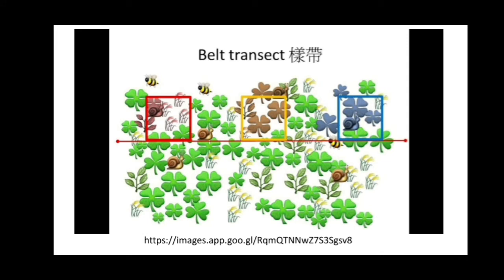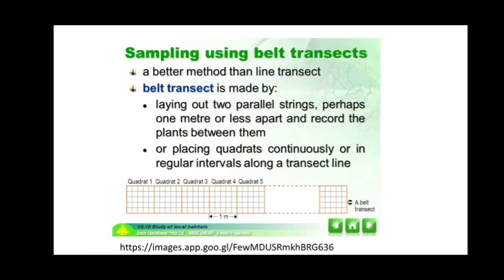As we know, sampling using the belt transect, a better method than the line transect, is made by laying out two parallel strings, perhaps 1 meter or less apart, and recording the plants between them, or placing quadrants continuously or at regular intervals along a transect line, that is quadrant 1, 2, 3, 4, 5 like that.